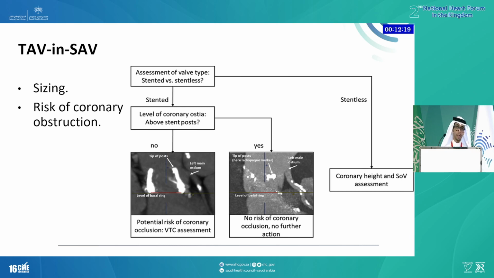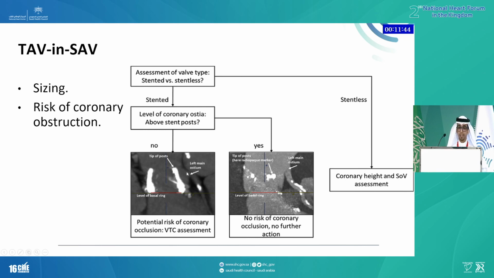And we know that we have two main types of surgical valves, which are stentless and stented valves. For stentless, to assess or predict the risk of obstruction, we can go through the same points that we go through in a native valve, by assessing the height of the coronary from the annulus and also the sinotubular junction, and the sinus of Valsalva diameter.